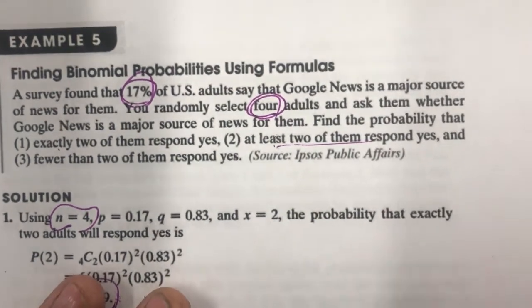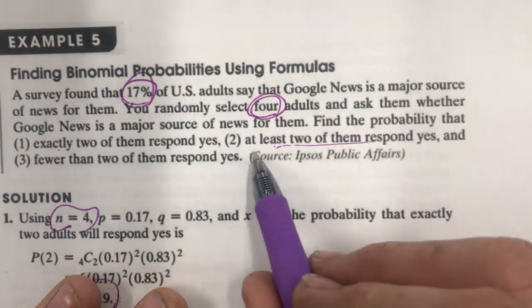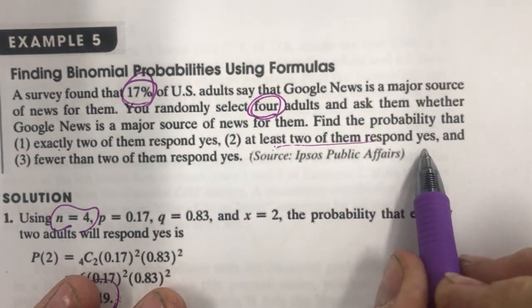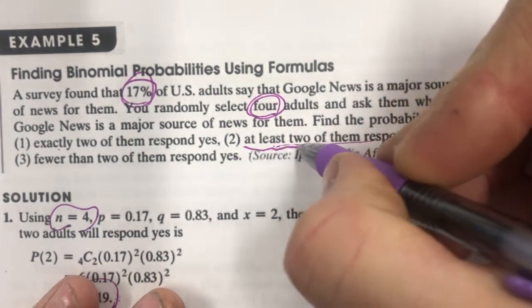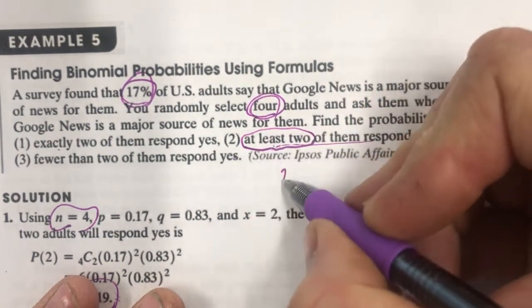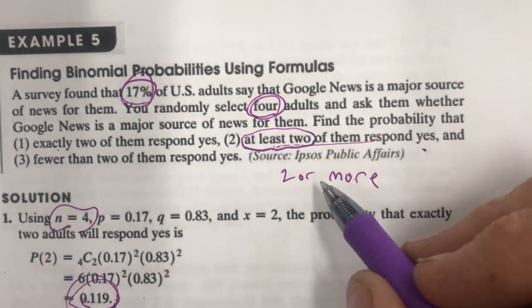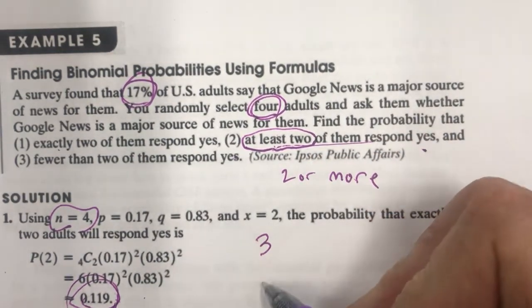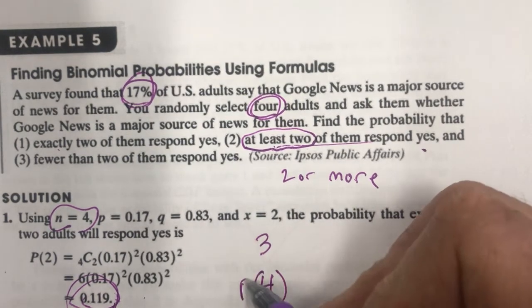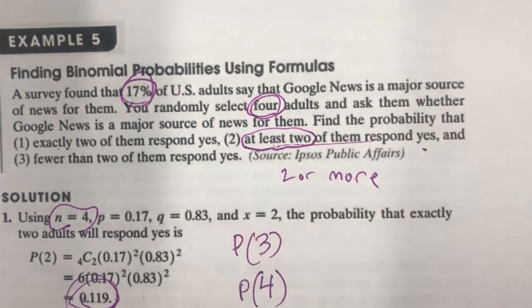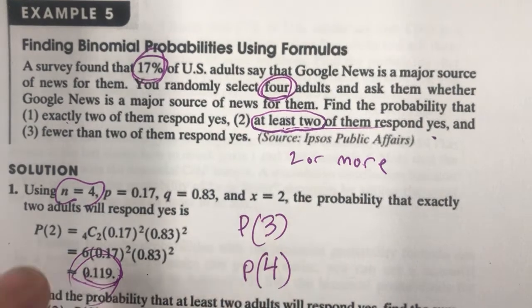Now, look back at the question here. It says, number 2, at least 2 of them respond yes. At least 2. Now, what does this mean? At least 2 means 2 or more. All right, so we've got 2 right there. Now what we need to do is figure out what 3 is, and figure out what 4 is. So we've got to do these the same way we just did that one.